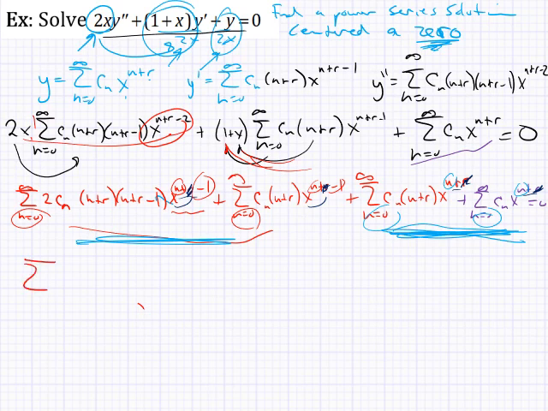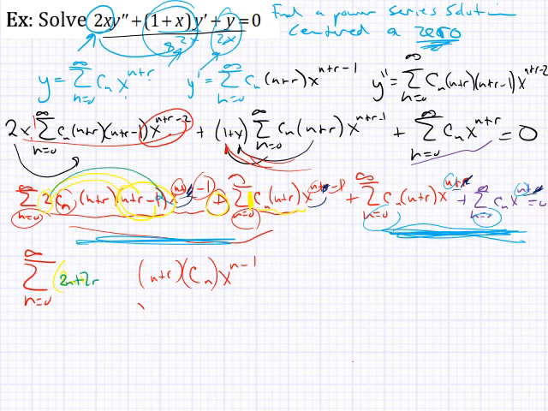So what would I get here? The first two would be n equals 0 to infinity, and they're both going to have an x to the n minus 1. So then what would I have? I would have this coefficient plus this coefficient. Well, they both have a c sub n in them, so I could factor that out. They both have an n plus r in them, so I could factor that out. So then what's left is 2 times this plus all this came out, so there's really a 1 there. So I would have 2n plus 2r minus 2 plus 1, which would give me a minus 1.